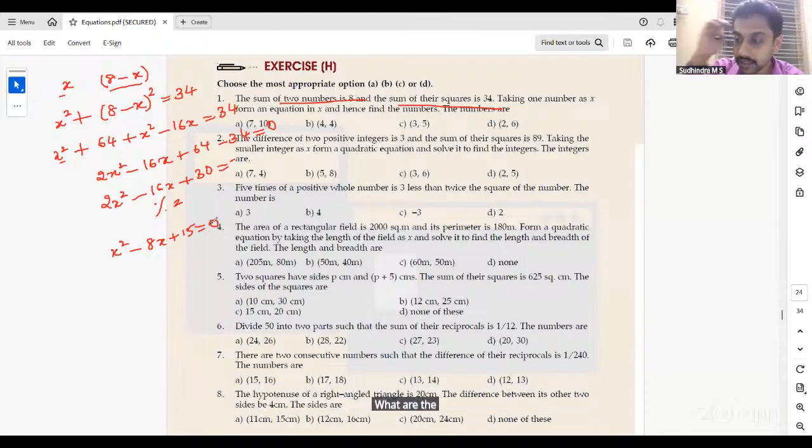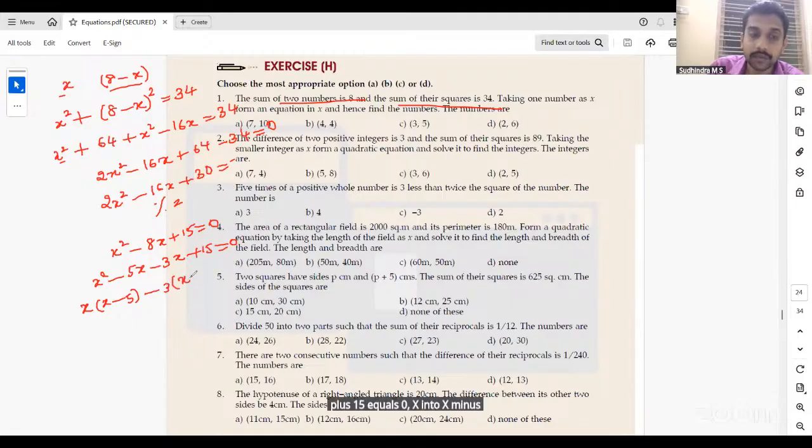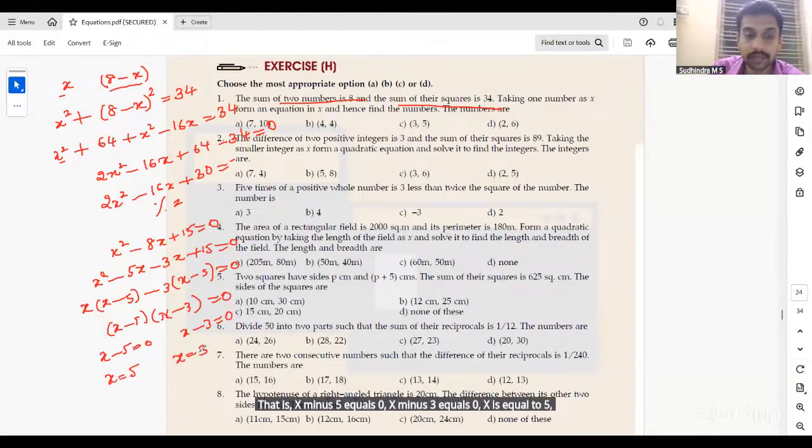What are the factors that I get? Minus 5, minus 3, correct. x square minus 5x minus 3x plus 15 equals 0. x into (x minus 5) minus 3 into (x minus 5) equals 0. We get (x minus 5) into (x minus 3) equals 0. That is x minus 5 equals 0, x minus 3 equals 0, x is equal to 5, x is equal to 3. So 5 comma 3 or 3 comma 5, option C.